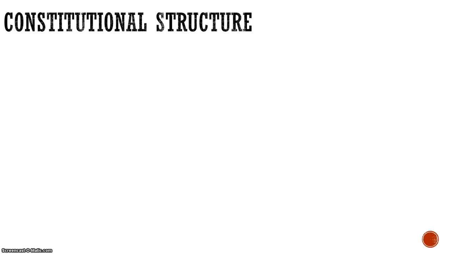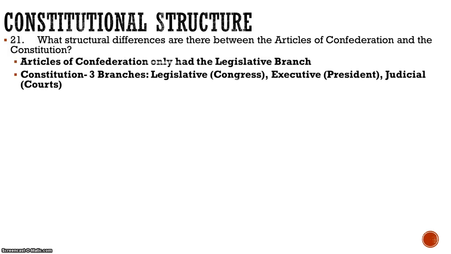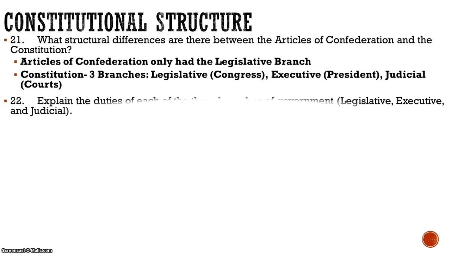And we're going to start off with constitutional structure. Oh yeah, the structure of the Constitution. So what are the structural differences between the Articles of Confederation, our first government that didn't work all that well, and our awesome government, the Constitution? As you can see right there, our first government only had one branch, only a legislative. And then we were like, wow, this doesn't really work. So let's make the Constitution with 3 branches that all do different things and are all checked and balanced. Next we have the duties of those 3 different branches that we created.